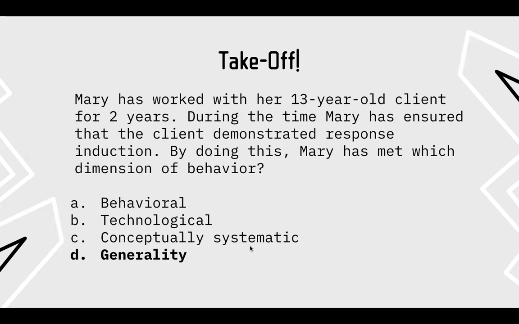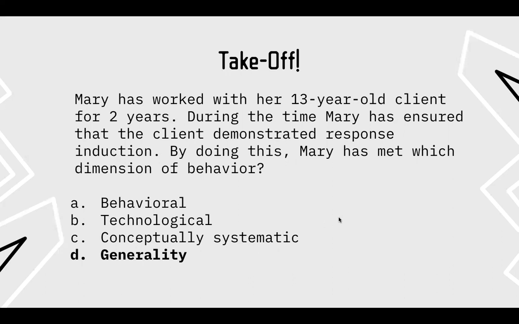We have no clue if we use punishment, reinforcement, or extinction. We could have done something crazy fishy and it didn't work, or I mean, it did work, but we don't know. And so you only ever want to pick an answer that you have a definitive reason why you're picking it. I'm picking generality because it states response induction right here. So that's why D is our first and best choice.